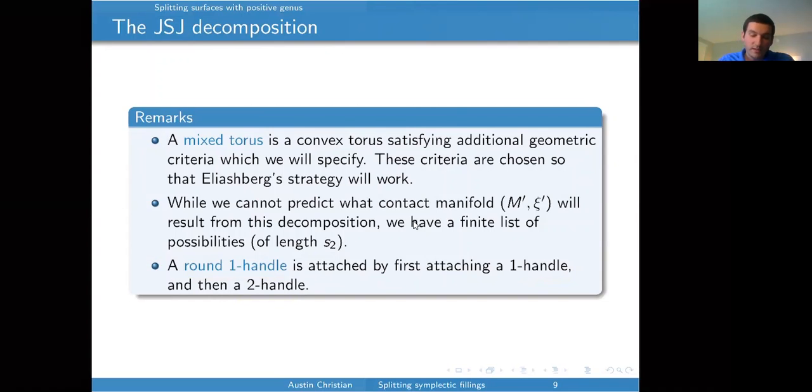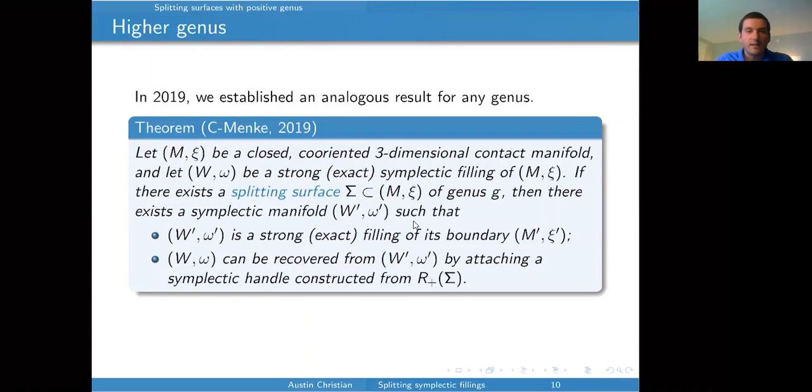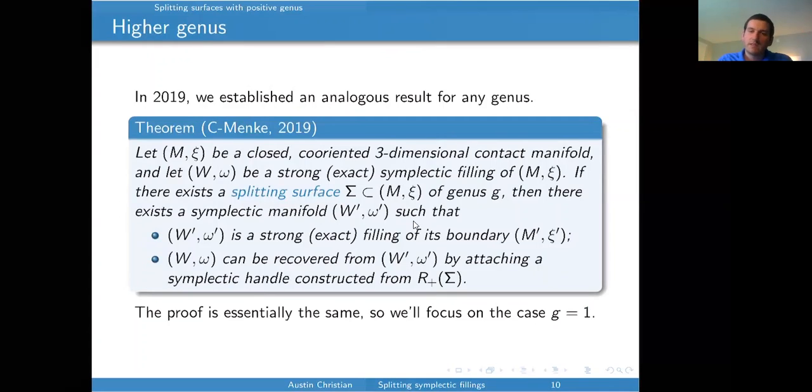So what about genus that's still higher? The answer to that is yes as well. But once again, we have geometric criteria that must be satisfied, which I maybe don't want to get into right now. We're just going to focus on the genus 1 case today, because the proofs are essentially the same, and the genus 1 case will suffice for our applications.